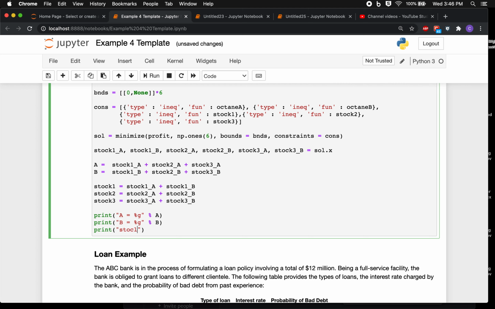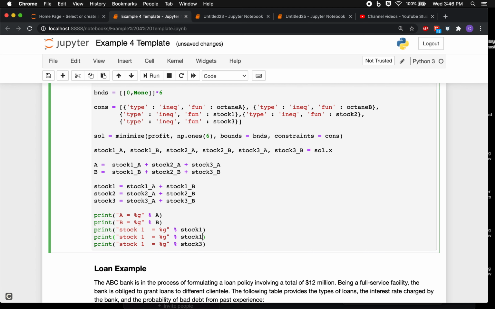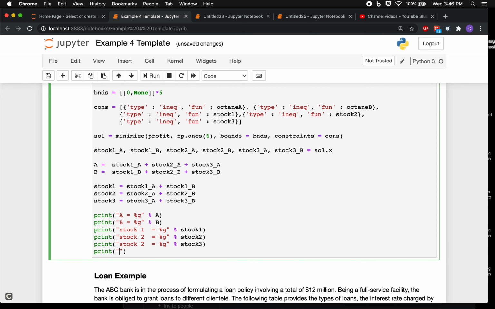So stock 1 is equal to %g, and then I can do stock 1. And then I'm just going to copy and paste this 3 times, or 2 times: 1, 2, and that's going to be 3. That's 2, that's 2 and 3. And then I can do my profit. Print profit is equal to %0.2f.